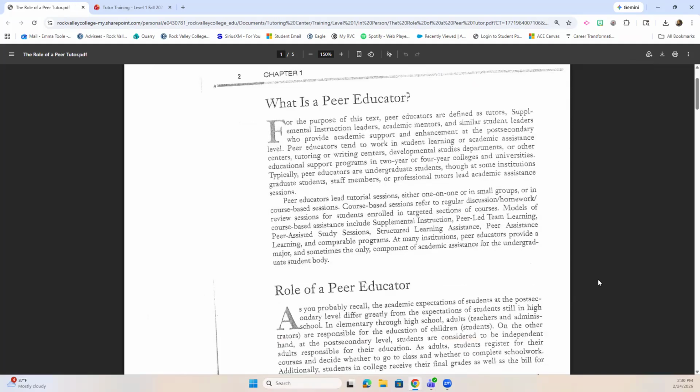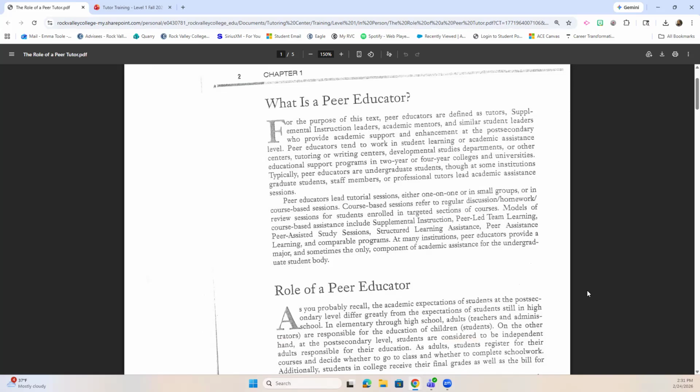So the first section of chapter 1 says, what is a peer educator? For the purpose of this text, peer educators are defined as tutors, supplemental instruction leaders, academic mentors, and similar student leaders who provide academic support and enhancement at the post-secondary level. Peer educators tend to work in student learning or academic assistance centers, tutoring or writing centers, developmental studies departments, or other educational support programs in 2-year or 4-year colleges and universities.